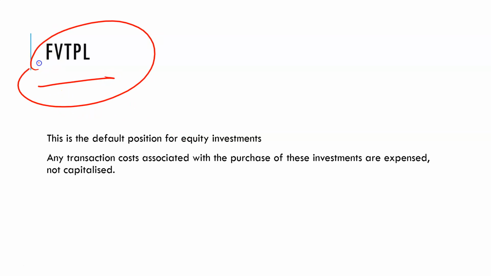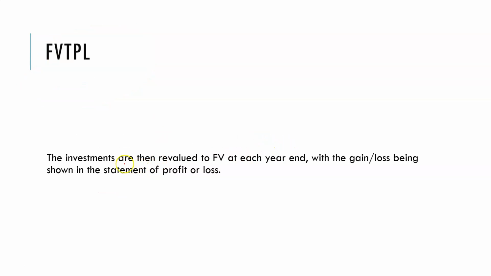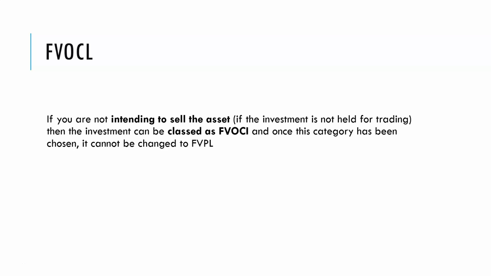So fair value through profit or loss. This is the default position for equity instruments. Any transaction costs, of course, are expensed and not capitalized. The investments are then revalued to fair value at each year, with the gain or loss being shown in the profit or loss. You would do this anyway. You would just revalue as often as possible and put the gains through profit or loss.